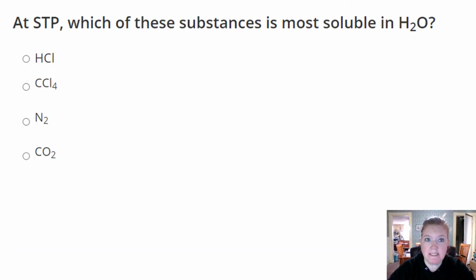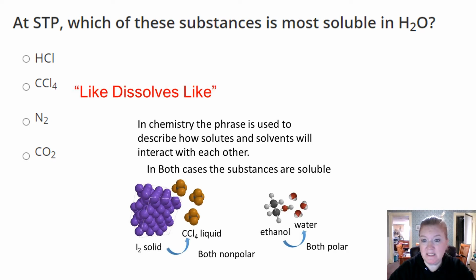Okay, it says at STP, which of these substances is most soluble in water? So let's remember something: like dissolves like. Water, H2O, is polar. So that means it will dissolve anything that is polar and anything that is ionic. So I have to know what these things are. Are they polar, non-polar, or ionic?